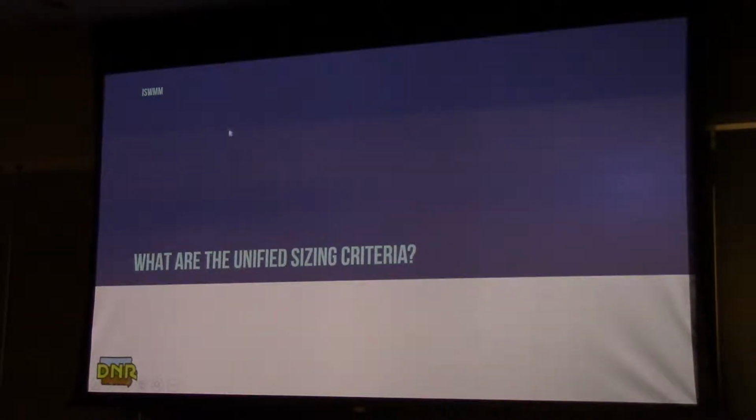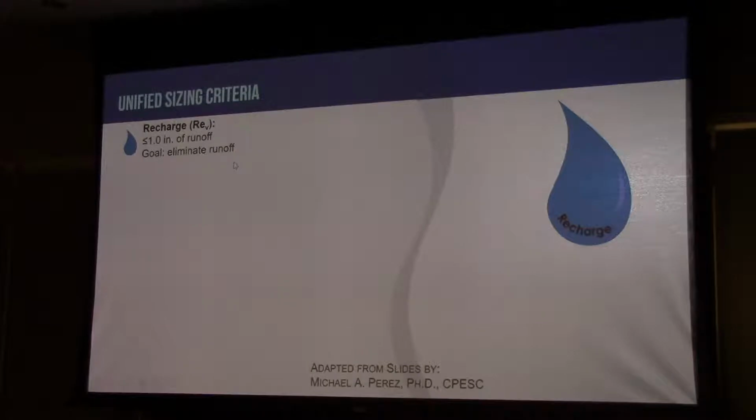So, really what are the unified sizing criteria? What is this set of goals that we're talking about? If you were at some of these working sessions with city staff, we talked about stormwater last year. Some of this may be a little familiar. I pulled in some information from ISWIM, and also some information that Mike Perez, who was an associate professor at Iowa State until just recently, he's now at Auburn, pulled together. So really it's this tiered system to manage stormwater.